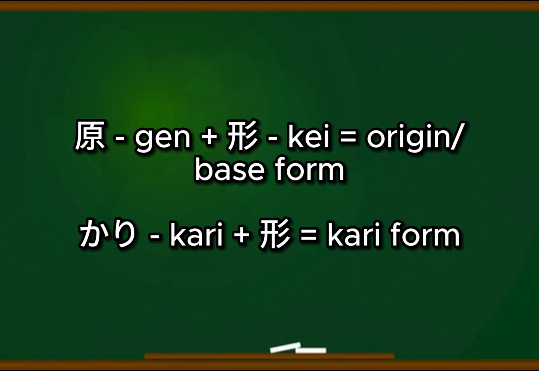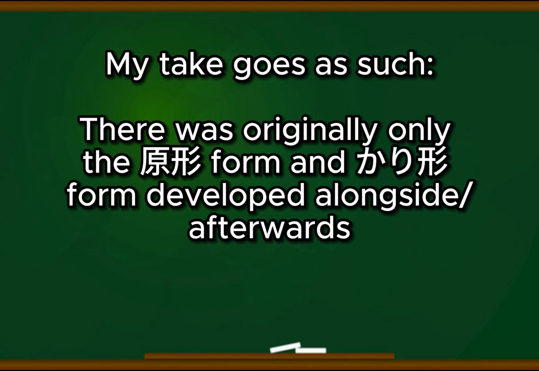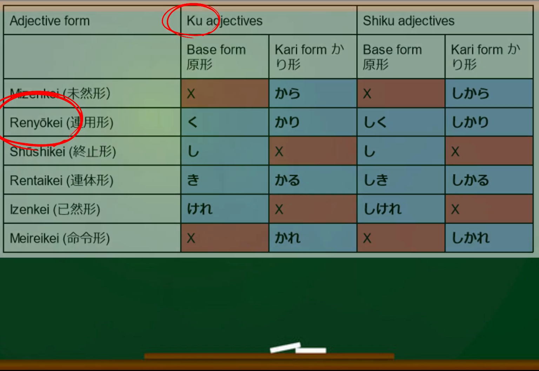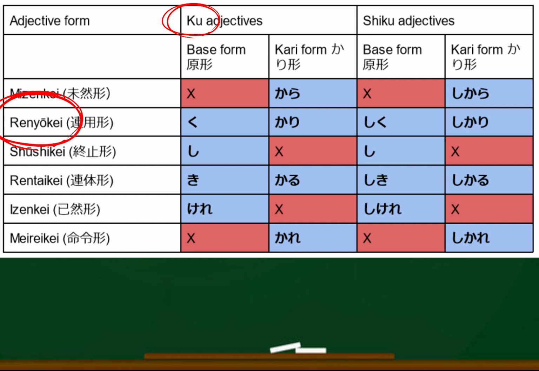The base form or carry form of the adjective would be chosen depending on what the adjective was connecting to. The carry form is not an alien thing though. I believe what happened was there was originally the base form of these adjectives. For example, let's look at the Renyoke form of Ku adjectives. A reminder that the Renyoke form is the continuative form.